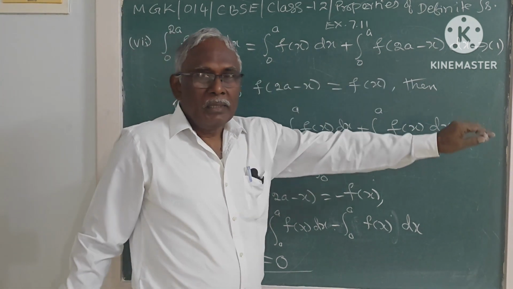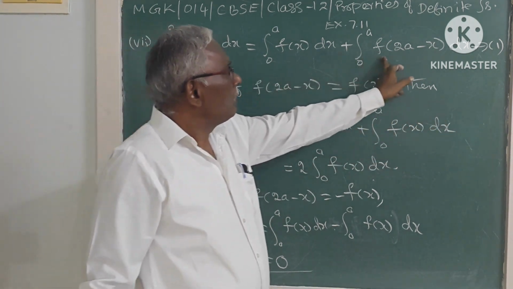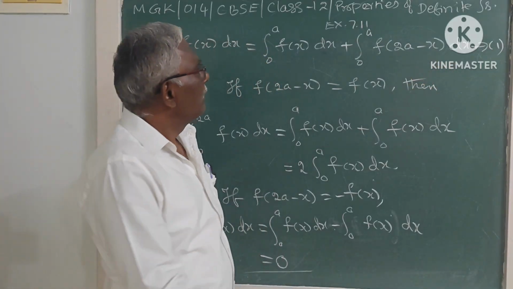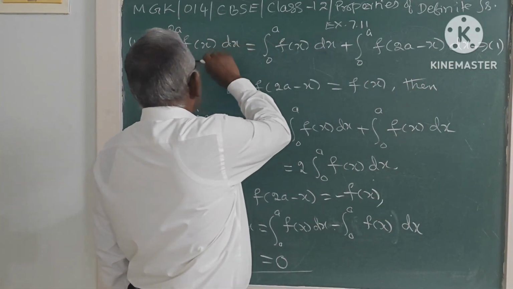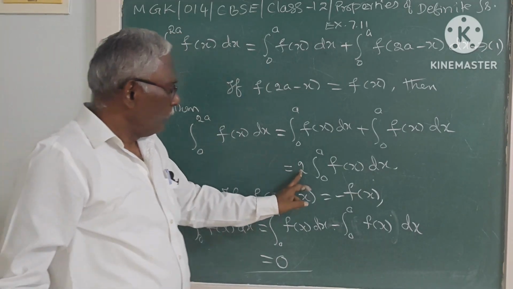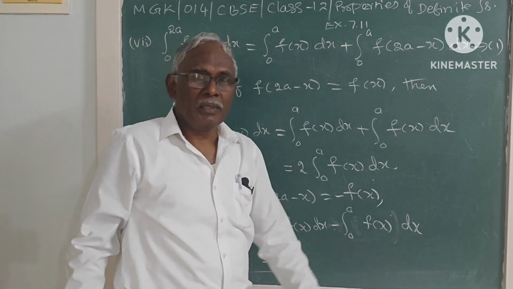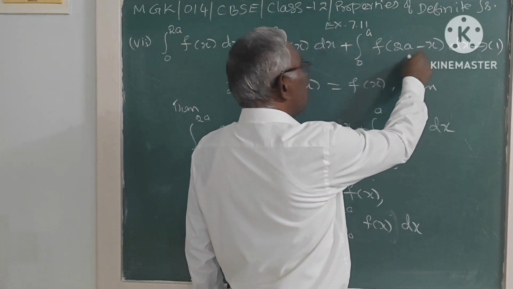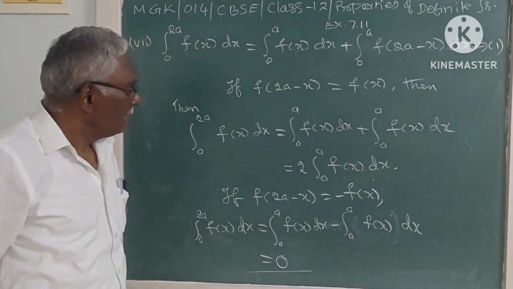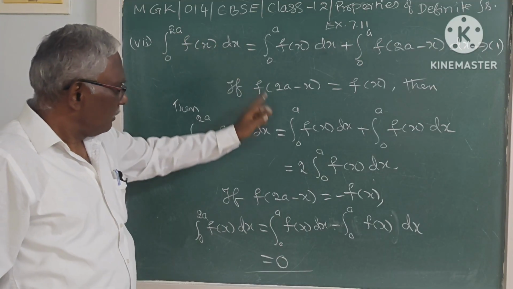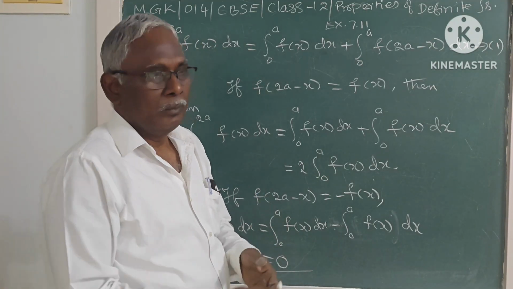So in this property, if f of 2a minus x is equal to f of x, then integral 0 to 2a f of x dx becomes 2 times integral 0 to a f of x dx. If f of 2a minus x is equal to minus f of x, then integral 0 to 2a f of x dx becomes 0.